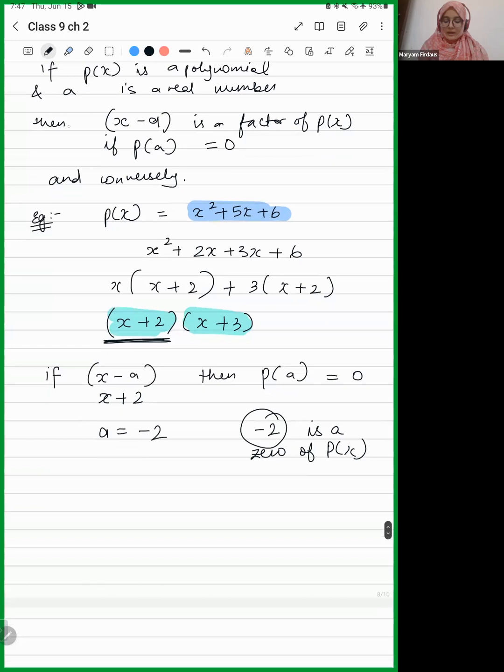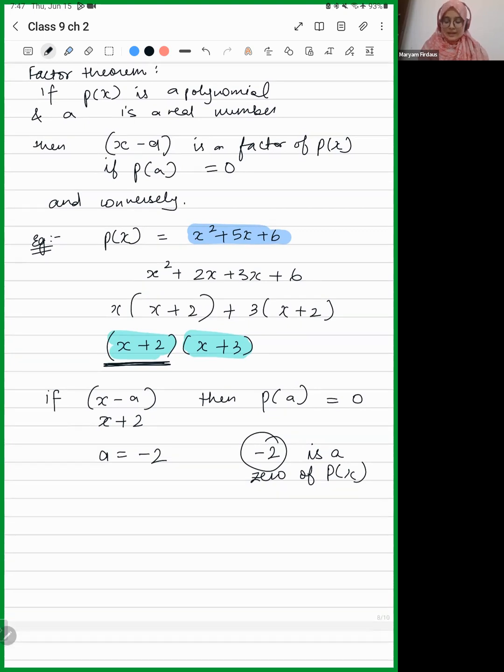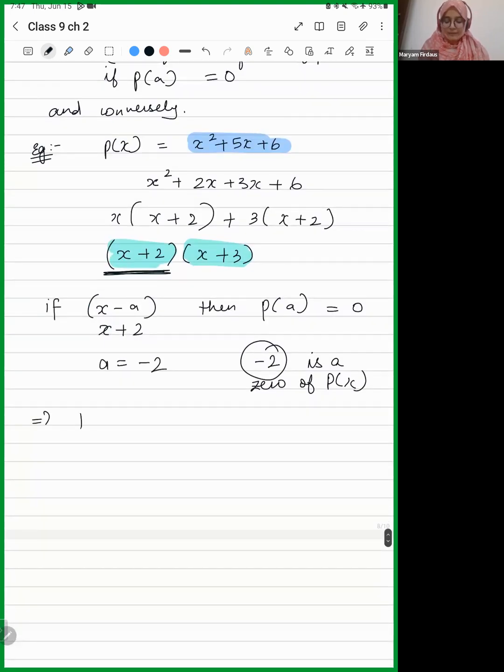Then what are they saying? This is a factor of P(x) if P(a) is 0, and conversely, P(a) is 0 if x minus a is a factor. That means P of minus 2 is equal to 0 if x plus 2 is a factor. So looking at this, we can say that yes, P of minus 2 is 0. That means minus 2 is a zero of this polynomial.